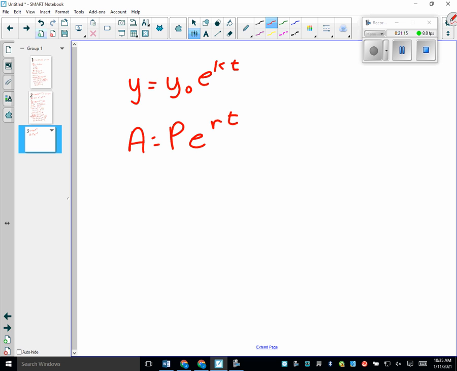Compound. This is what that Dave Ramsey calculator does for you. K is the constant of change, which is the same thing as a percent rate. A equals PERT. All right. So first we're going to talk about this with money.